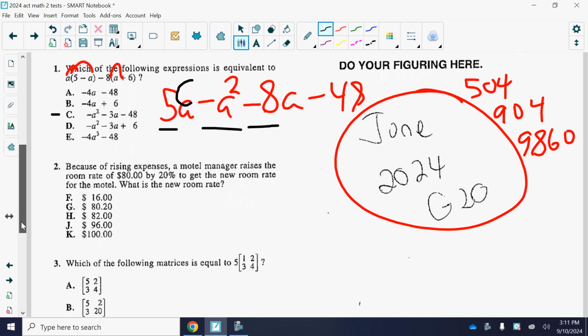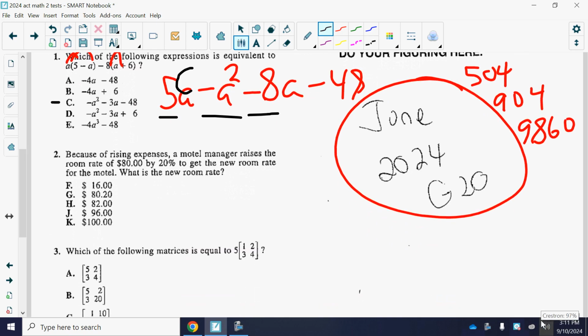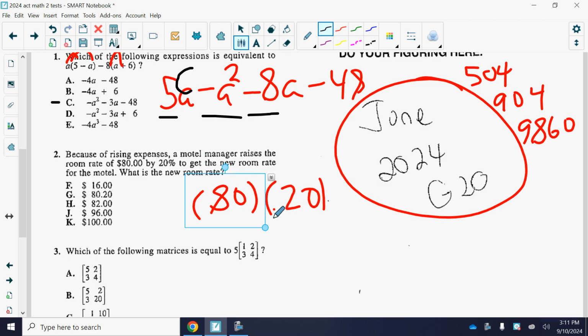Number 2, we're raising the rate 20%, so it's an $80 rate. Whenever I see 20%, I times it, and that's the raise. 80 times 0.2 on your calculator, 16. That's how much we're going up. Careful, that was offered as an answer. Sneaky devils. It's J, 80 plus 16.